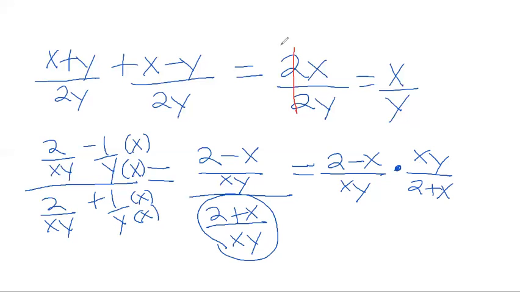And now we want to see if anything cancels here. Well, we have xy here and xy here, so those disappear. So therefore, I am just left with 2 minus x over 2 plus x.